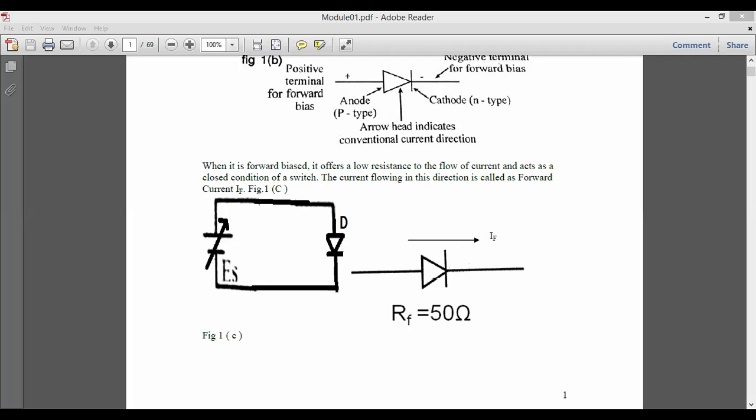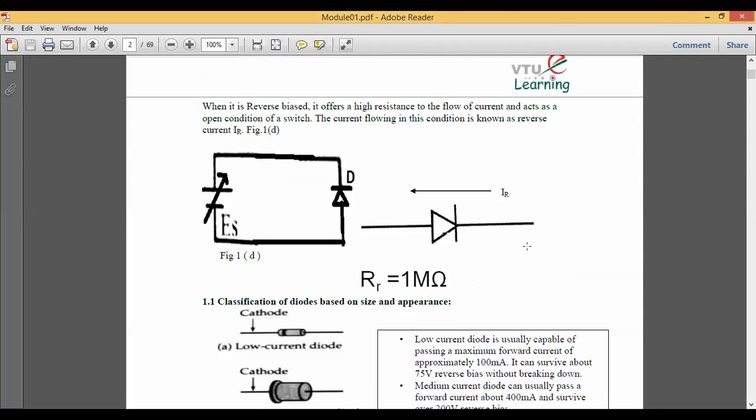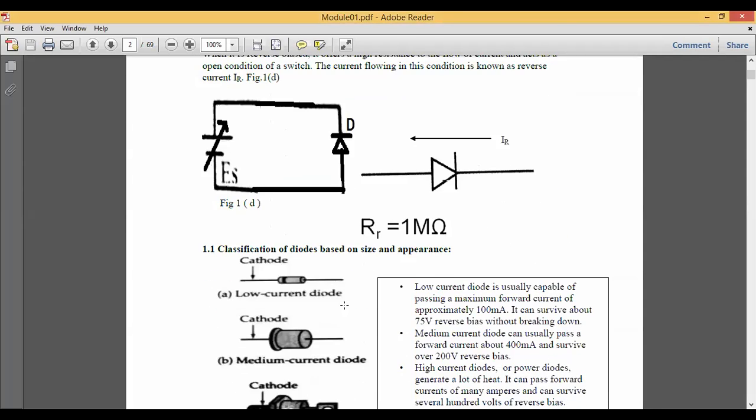So when you change the polarity of the battery, how will the diode operate? Now just look at this figure. Here I have changed the polarity of the diode. I have not changed the polarity of the battery; I've just kept the battery as it is. Then I've changed the polarity of the diode itself.